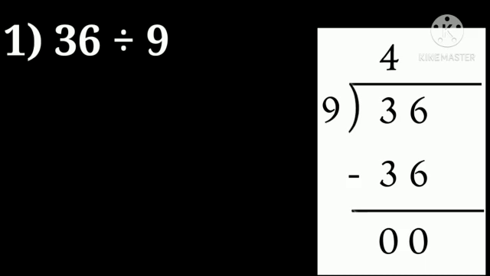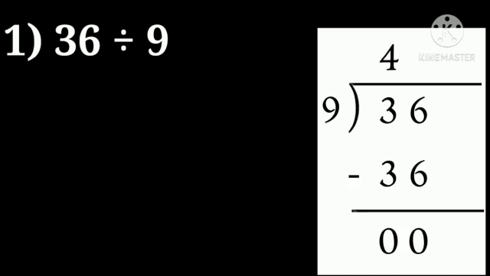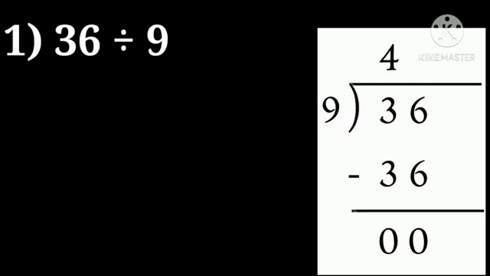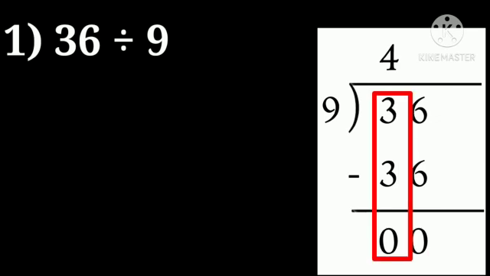First one, 36 divided by 9. So first, we will arrange the number and we will start. We will start saying 9 table till we get number 36. So 9 fours are 36. After writing 36, let's do subtraction. We will start from units place. 6 minus 6 is 0 and 3 minus 3 is 0.